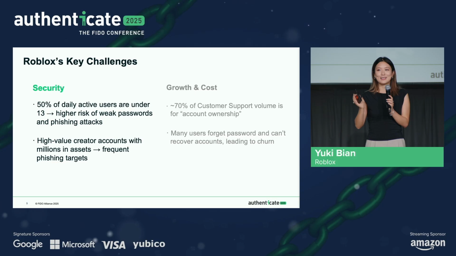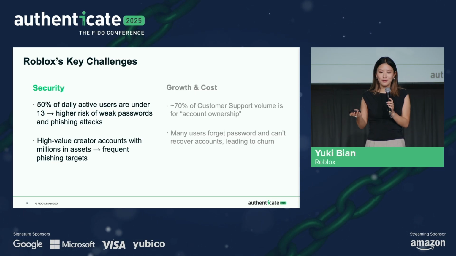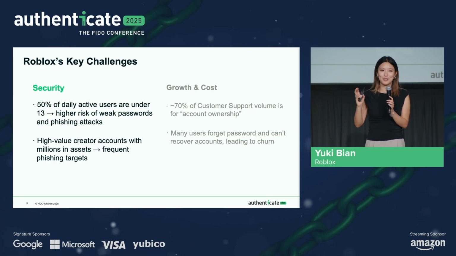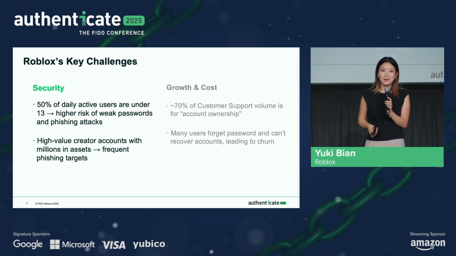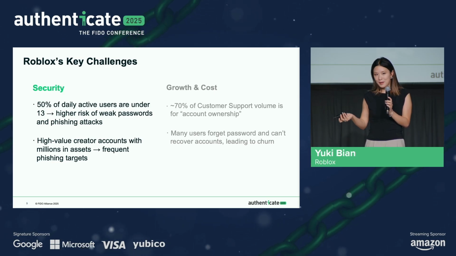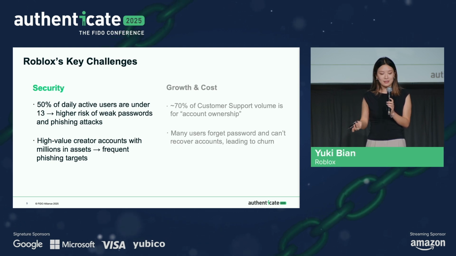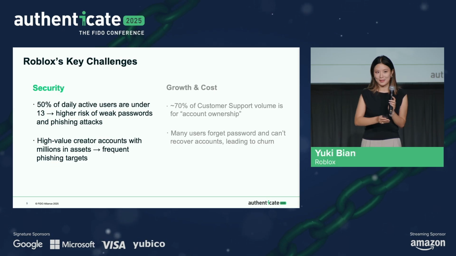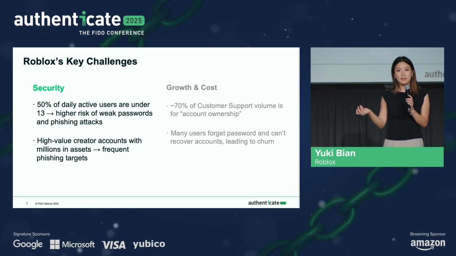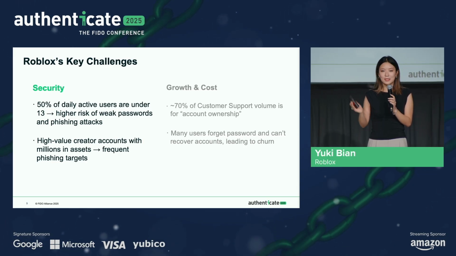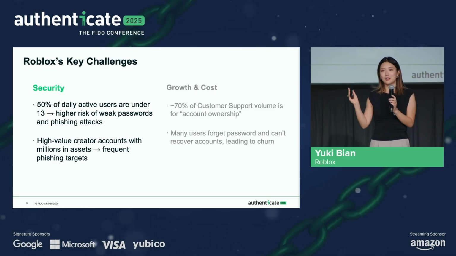Imagine this. As a 6-year-old kid, you receive a message on Roblox. Someone tells you, "Oh, I will give you free Robux." Robux is the virtual currency on Roblox. "I'll give you free Robux if you share your password with me." And a 6-year-old kid doesn't know any better. They will share their password, and minutes later, they'll come crying to you because they have now lost their account. So that is one side of our user base. And on the other side, we have high-value creator accounts worth millions of dollars in assets. How do we protect both ends of the spectrum? We need to protect both a 6-year-old kid and a professional creator.